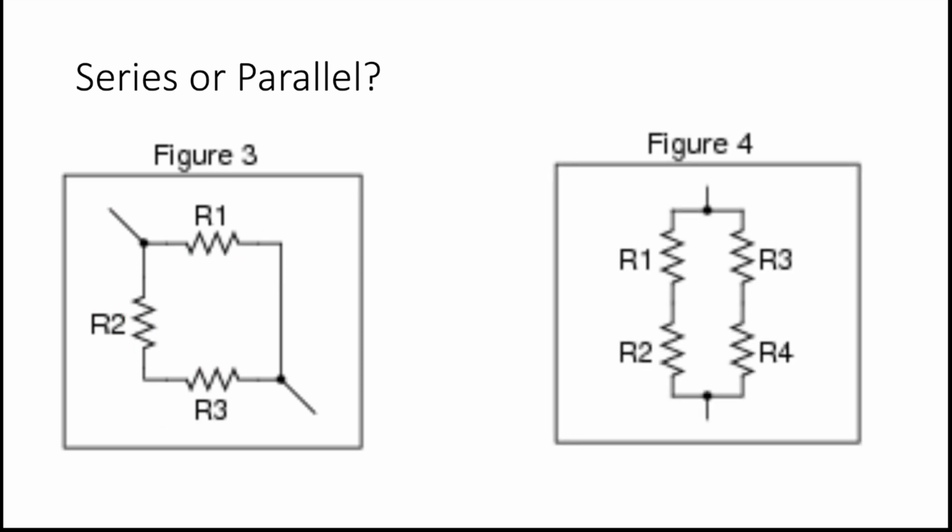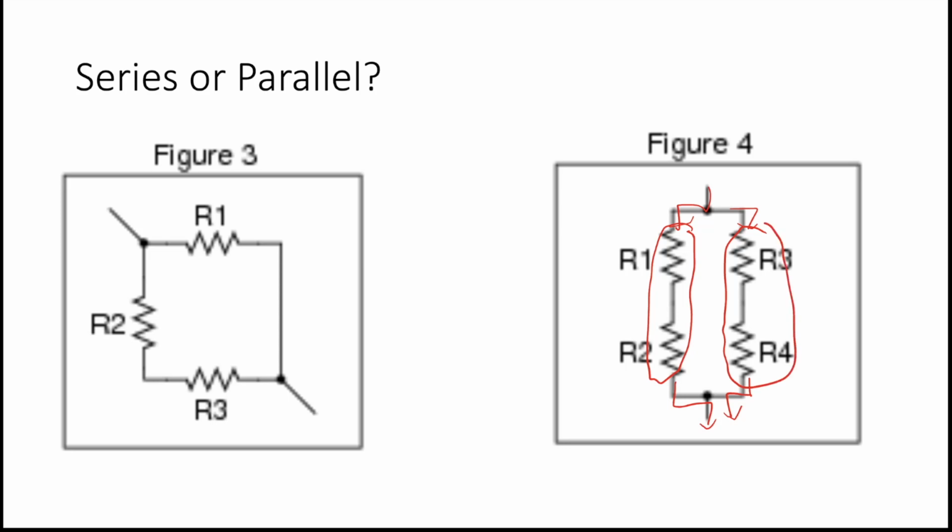For figure 4, we can see that as current comes in, it can either go down through resistor 1 and 2, or it can go over through resistor 3 and 4. So that means that these are in parallel with each other, but as you go straight down, there's no path for current to go right here. So resistor 1 and resistor 2 are in series with each other, and the same is true for resistor 3 and resistor 4. But because they recombine at the end, we say that resistor 1 and 2 are in parallel with 3 and 4.